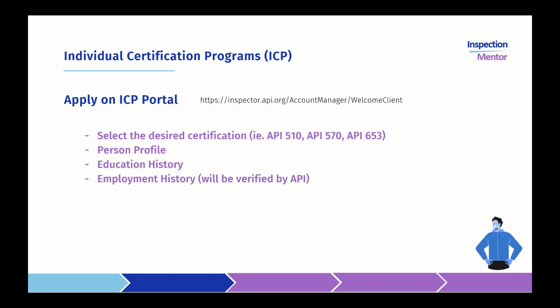What do you need to do there? They have different kinds of certification, as I mentioned here: API 510, API 570, API 653, and there are more. First, you need to select the type of examination you want to get certified for. In this case, you have to do API 510. Then after that, you need to create a personal profile, update your education history, and then update your employment history.